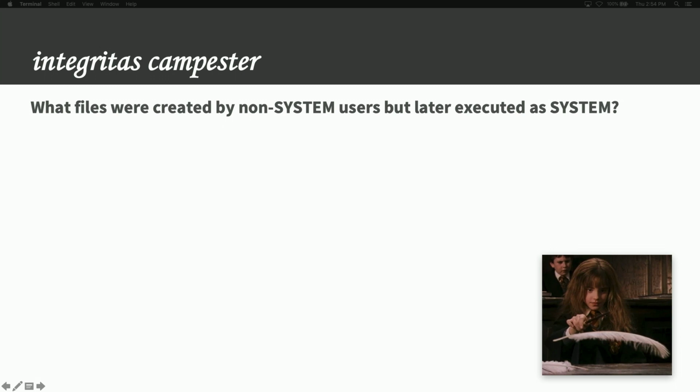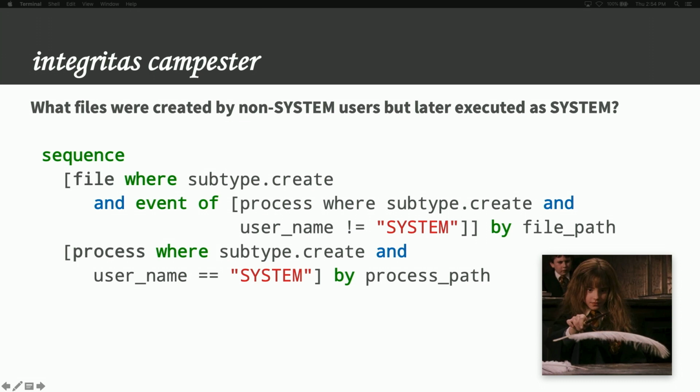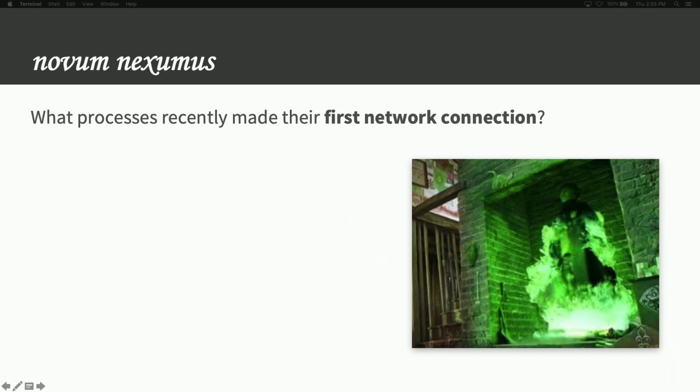So maybe he dropped a file, did some crazy, not magic, to get it to run as system. So we can take that example from earlier from our sequence and look for a file event created by a non-system user that then ran as system. But that didn't work either. So there could be a privesc technique, but this didn't find it.